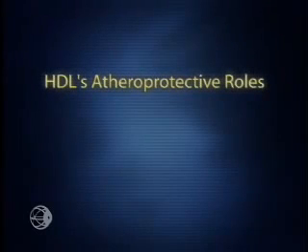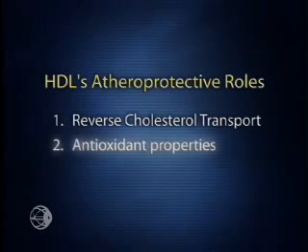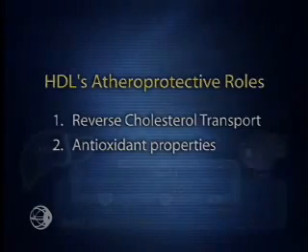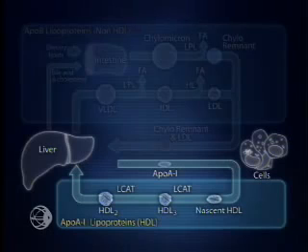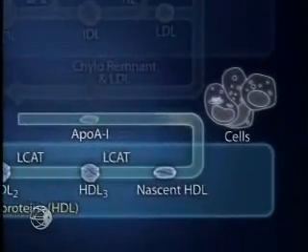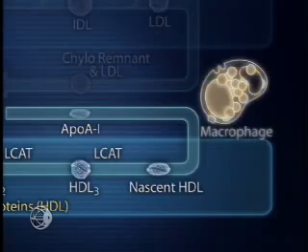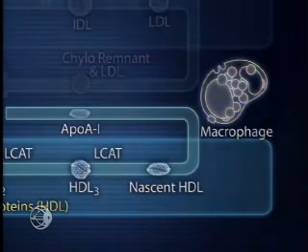HDL's two major atheroprotective roles are reverse cholesterol transport and properties which prevent LDL oxidation, a key trigger for atherogenesis. Let's look at reverse cholesterol transport. To begin, poorly lipidated ApoA1 is secreted from the liver and intestine and released into the plasma for circulation to peripheral cells, where it removes excess cholesterol, forming nascent HDL. HDL's removal of cholesterol from cells is of utmost importance when those cells are cholesterol-laden arterial wall macrophages.